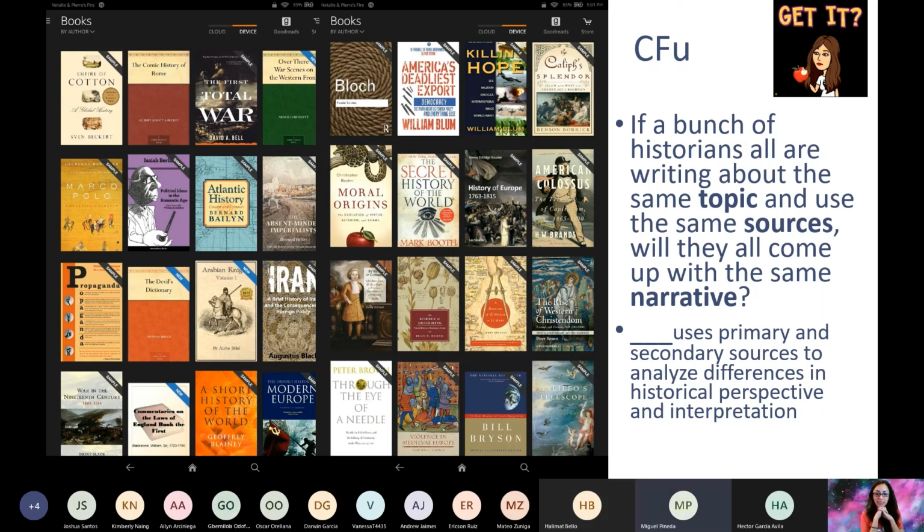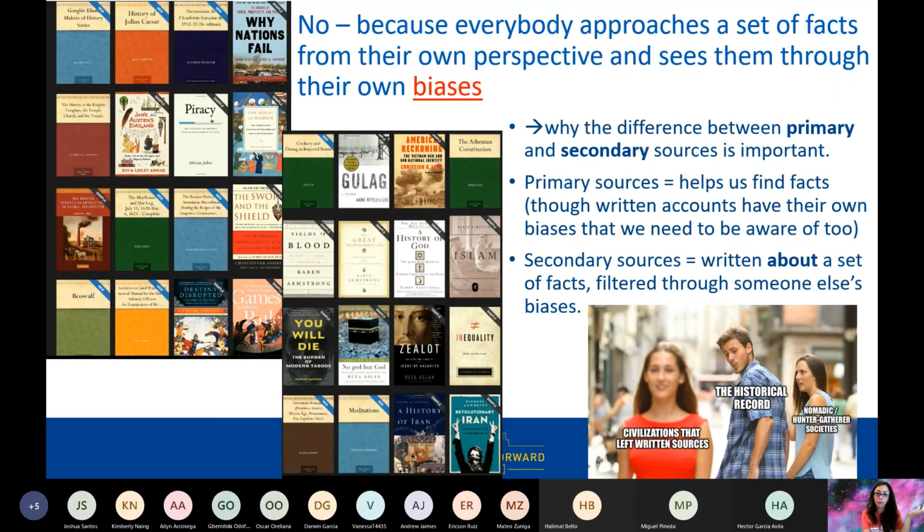Yay, do it. I say no, because they could see it differently than others. They have different perspectives from one another. Beautiful, beautiful answer. Peace agrees with you in the chat, and I'm glad you said it because you're totally right. No, because everybody approaches a set of facts from their own perspective and they see them through their own biases. Yes, Peace, do you want to add on?